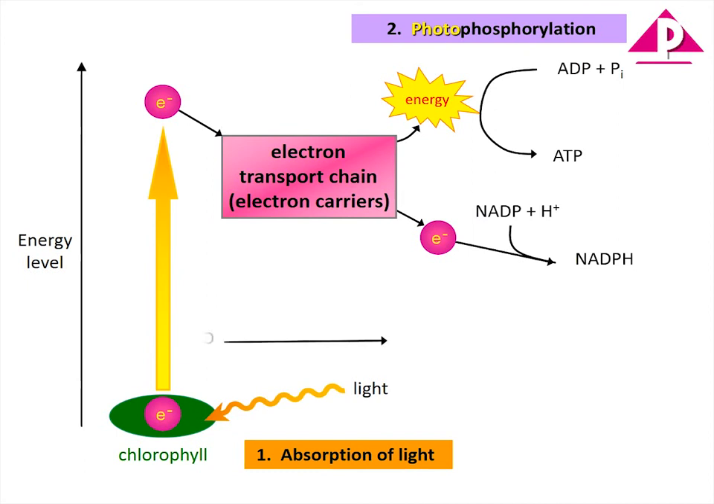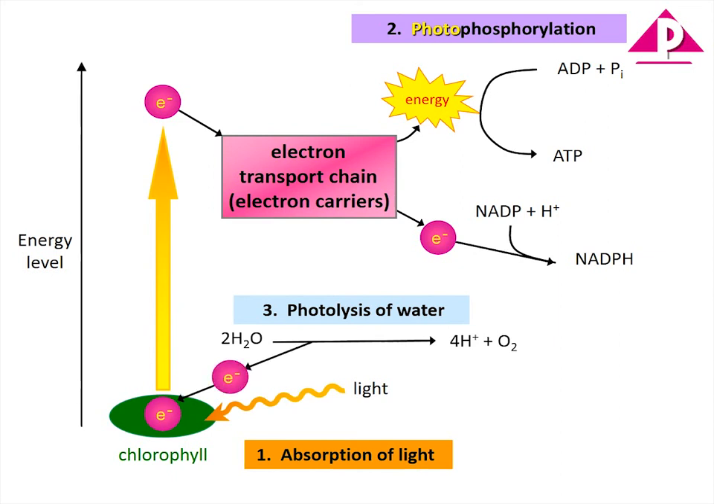Finally, water is split into hydrogen ions and oxygen. This process is known as photolysis of water. In the process, electrons are released from water molecules. These electrons replace the lost electrons of the chlorophyll molecule. Oxygen is released as a gas to the atmosphere.